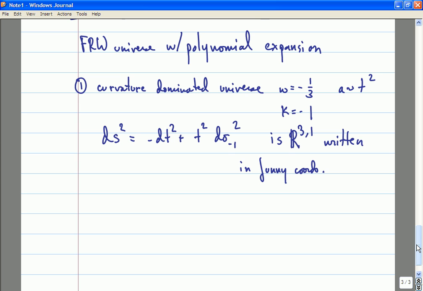This is the time-like version of that geometry. It's the metric on flat space where the dr squared plus r squared times the metric on the sphere has turned into minus dt squared plus t squared times the metric on the hyperboloid. So r has been replaced by t, and the sphere has been replaced by the hyperboloid. But in fact, this is a very simple space-time. It's just Minkowski space written in what are known as Milne coordinates.